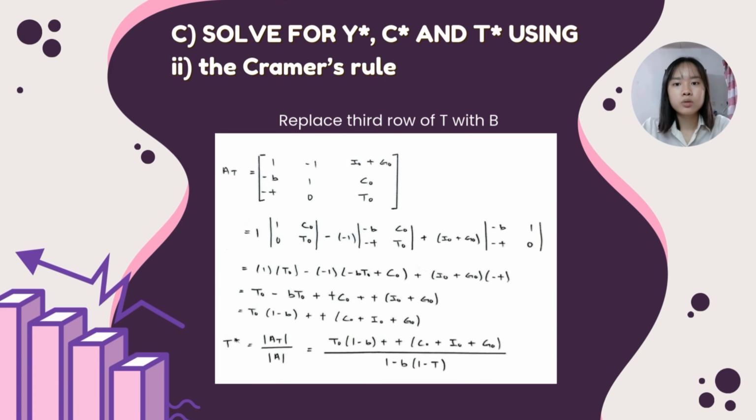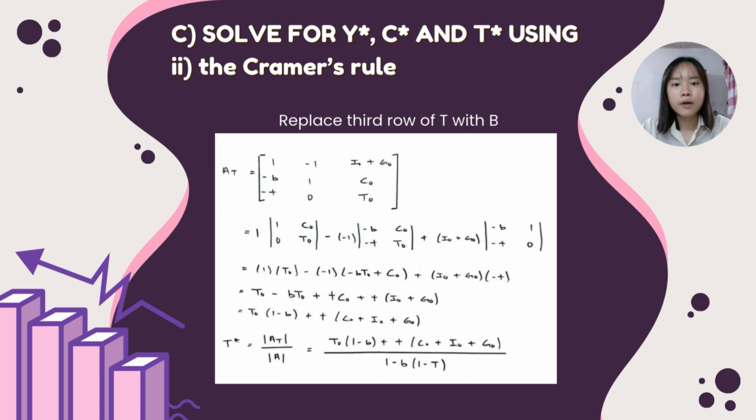We will replace the third column with b to find the determinant of A sub T. So the first row is 1, negative 1, Io plus Go. The second row is negative b, 1, Co, and the third row is negative t, 0, and To. After that, we get 1 multiplied by To minus negative 1 multiplied by negative bTo plus Co, plus Io plus Go multiplied by negative t. Then we get the answer To multiplied by 1 minus b plus t multiplied by Co plus Io plus Go.